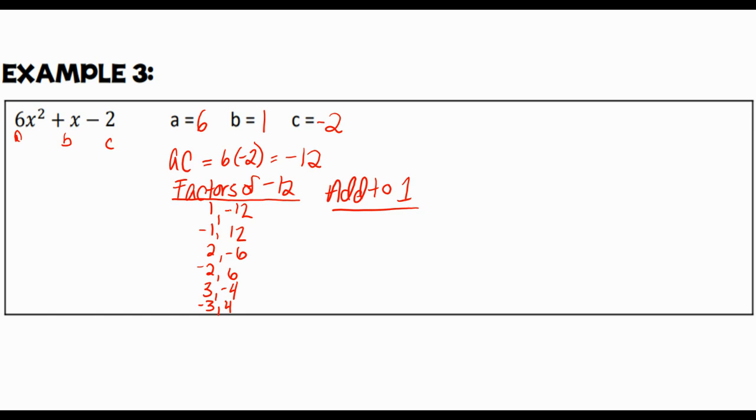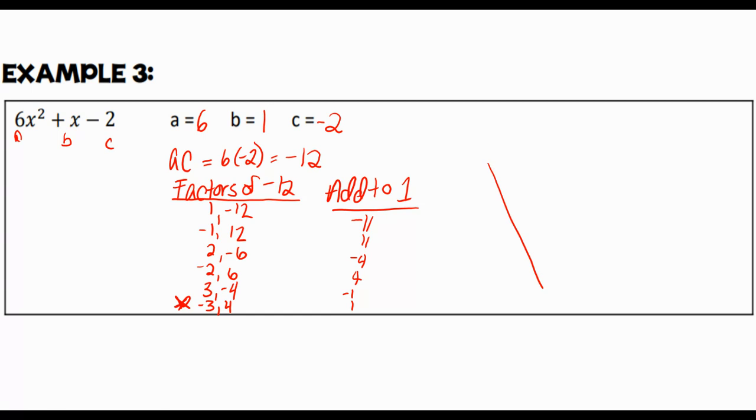So when I add 1 plus negative 12 gives me negative 11. Negative 1 plus 12 is positive 11. We'll get negative 4. Negative 2 plus 6 is positive 4. 3 plus negative 4 is negative 1. And negative 3 and 4 is 1. So my very last factor pair is what works. Don't get discouraged if as you're going through you're like, oh, it's not happening. Do add them all up to see which ones work.